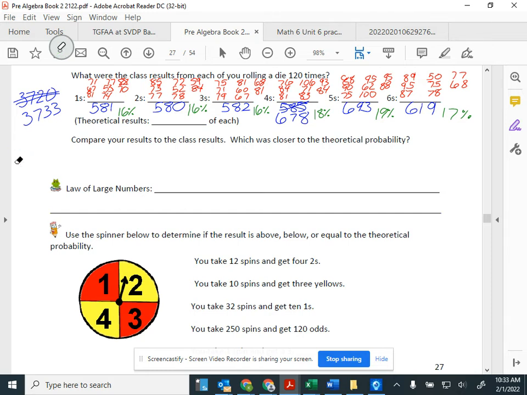So the theoretical was what? So let's do 3,733, because we had the wrong number. So that would be 17%. 17%? Okay. So our theoretical probability is 17% for each roll.